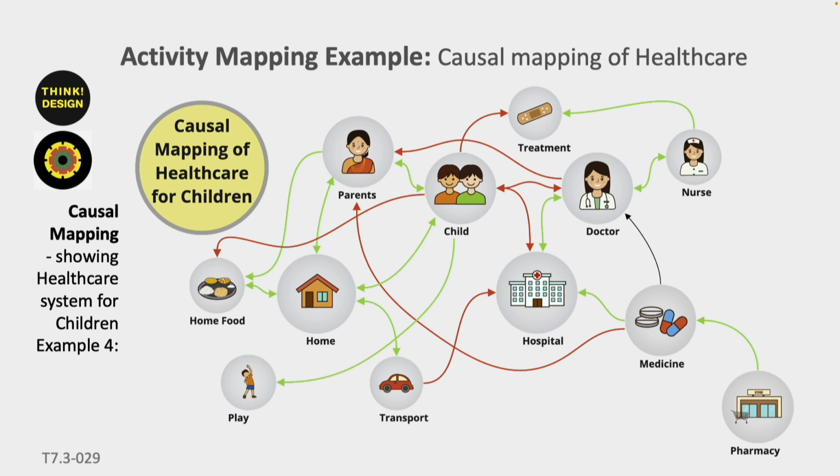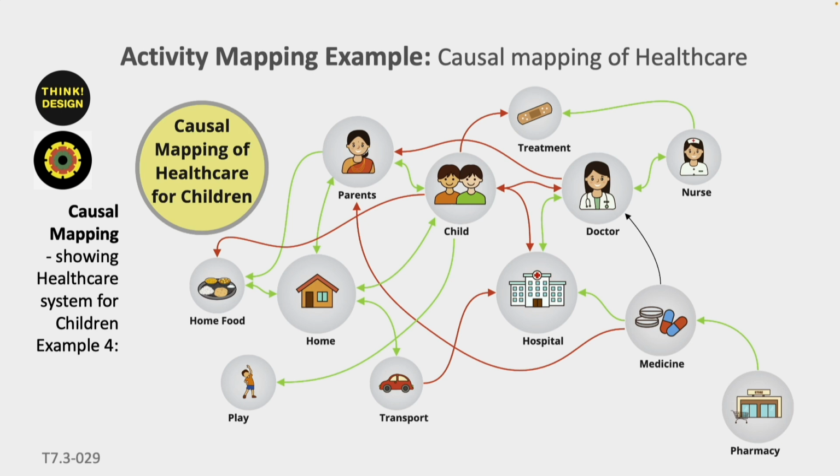The child with the parent is making sure that it's usually the home cooked food that is given to the child. The child likes to play. And if you look at the hospital, the hospital is connected to the medicine which is actually got from the pharmacy. So if you look at the factors, they are all interconnected in some way or the other.